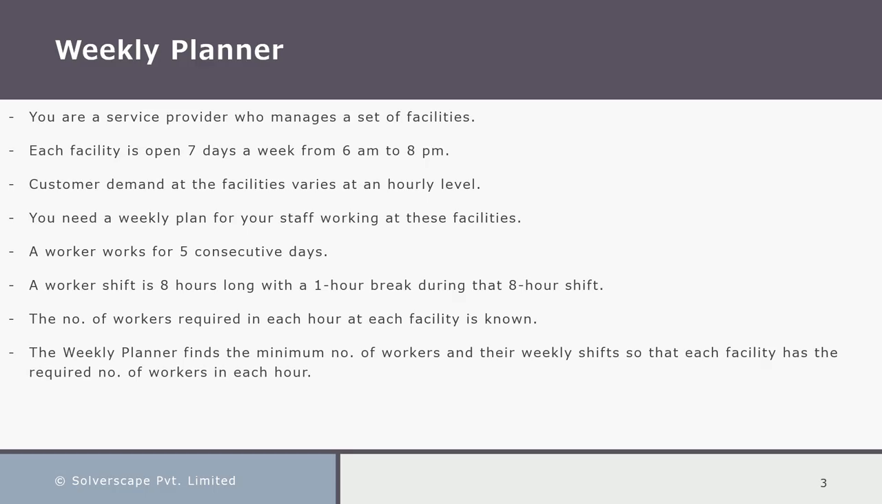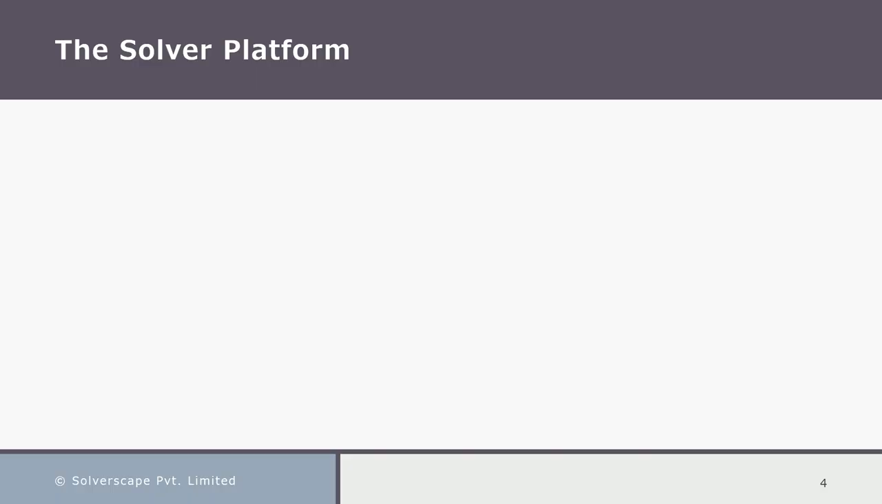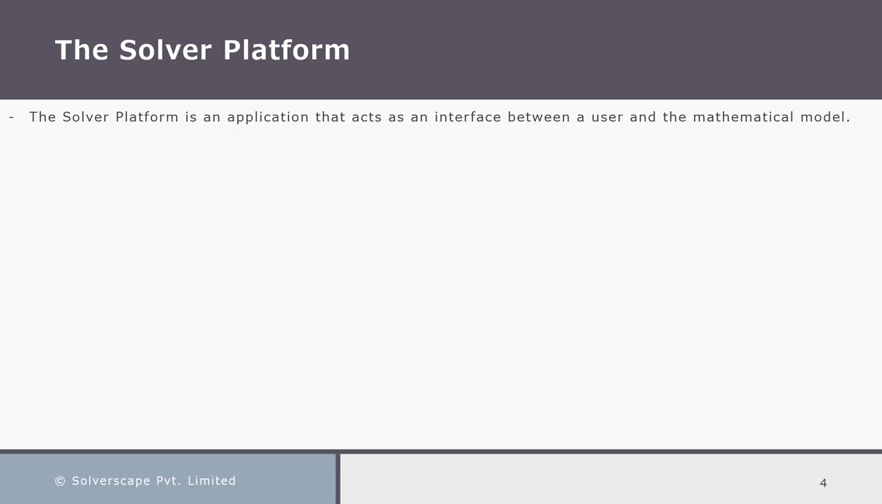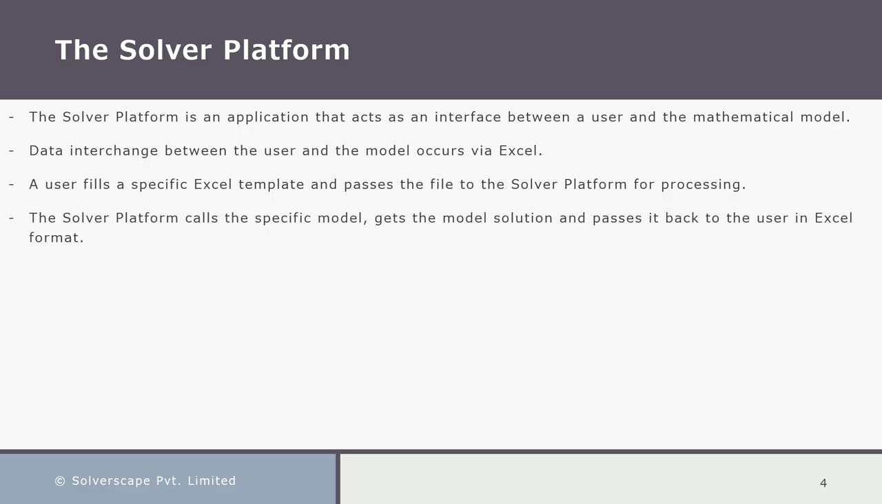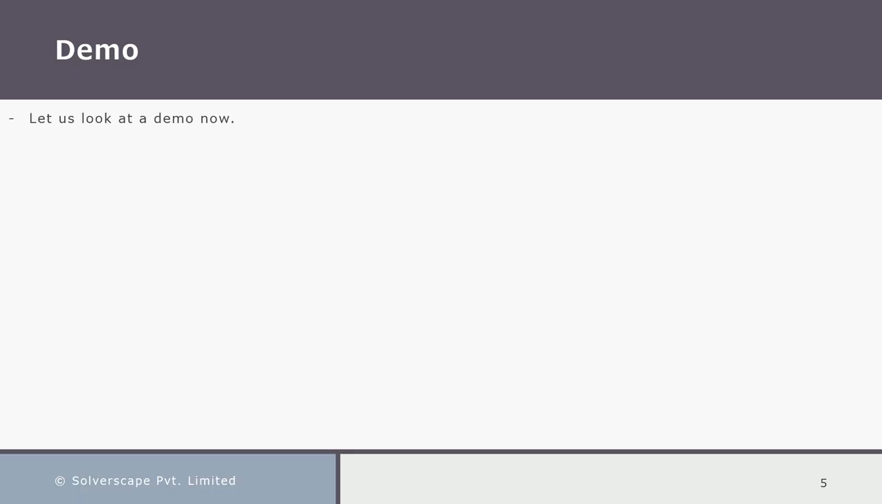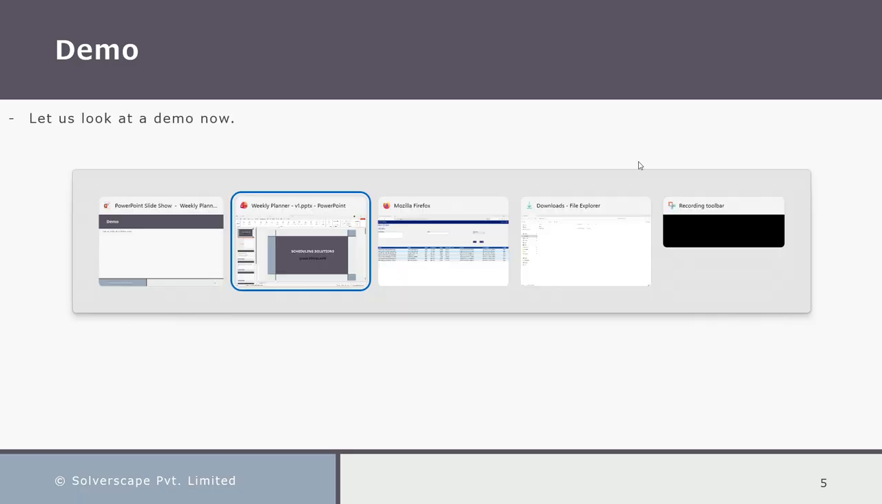So, how do we call or access this model? We do that via this application called the Solver platform. It acts as an interface between a user and the mathematical model. Data interchange between the user and the model occurs via Excel. A user fills a specific Excel template and passes the file to the Solver platform for processing. The Solver platform calls a specific model, gets the model solution, and passes it back to the user in Excel format. Let's look at a demo now.